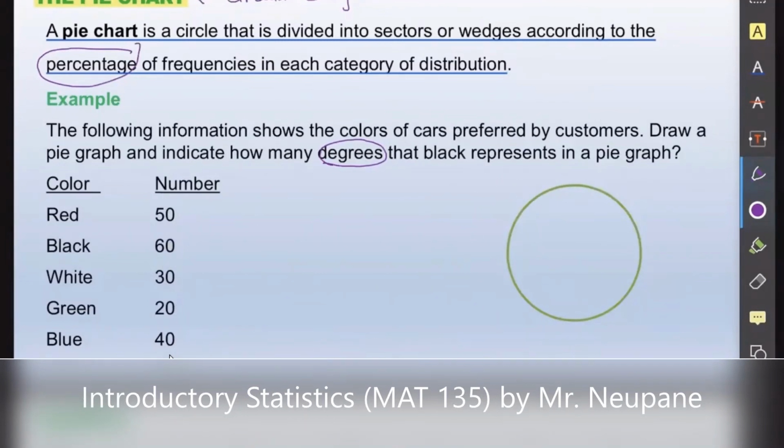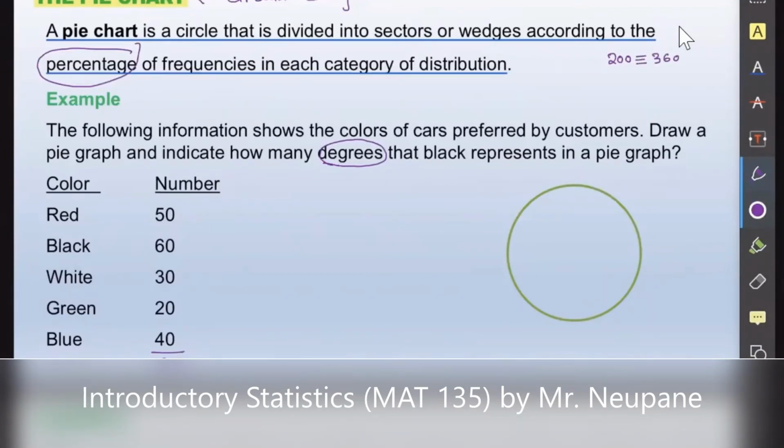So if you add all these numbers, let's see, what is the total? Please use your calculator and find the total. What is the total? 200. Very good. So the meaning of that is 200 is equivalent to 360 degrees. Let me write it somewhere here. 200 is equivalent to 360 degrees.